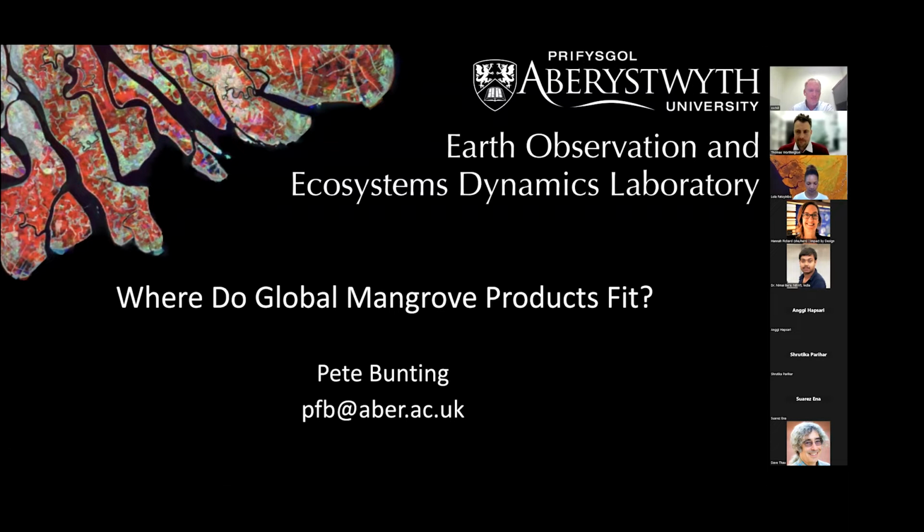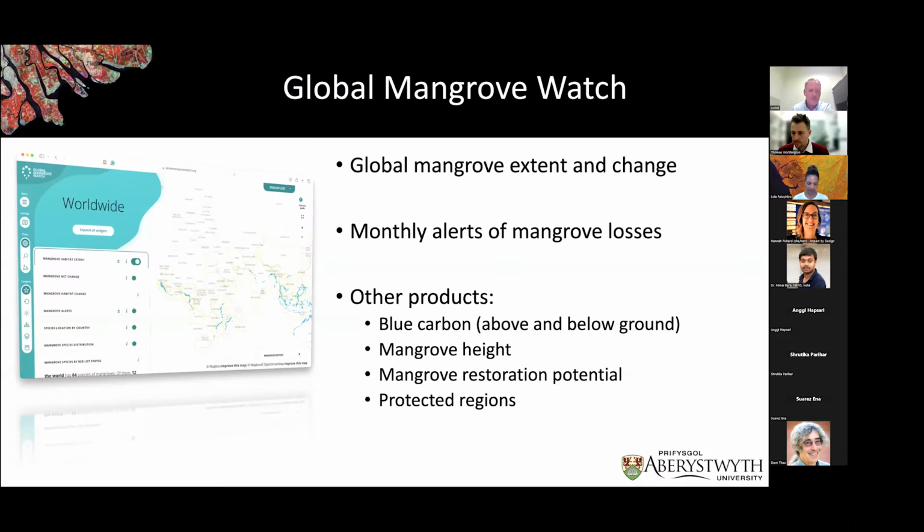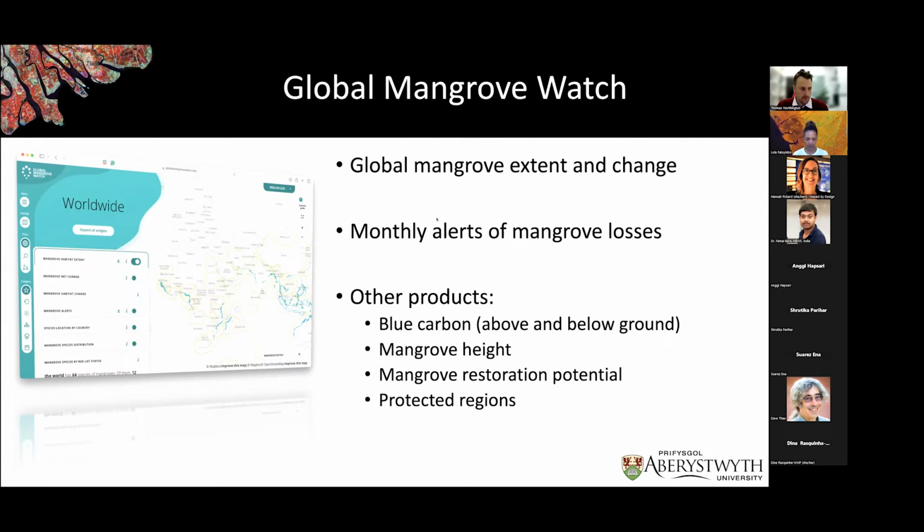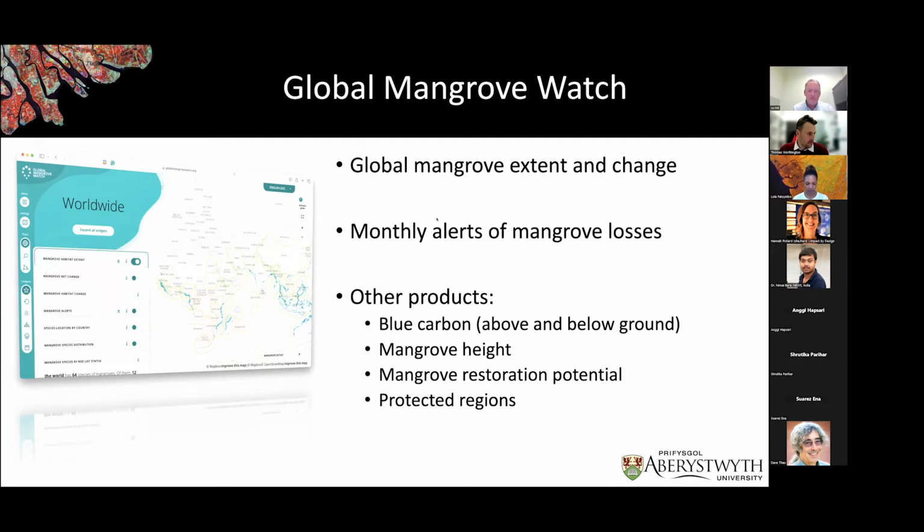I thought I'd focus on how global products fit for different use cases. Just to highlight what I focus on: I do a lot of the data analysis behind the global mangrove extent and change products that sit inside the Global Mangrove Watch portal. We also produce a product of monthly alerts of losses. So my talk is going to mainly focus on those two products. Obviously, there are all the other products that other people contribute to, which are part of the Global Mangrove Watch platform as well.